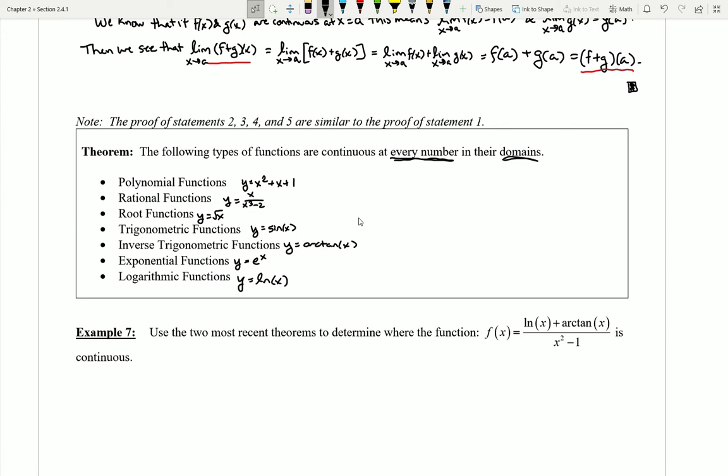So let's go ahead and take a look now at example number 7. In example 7, we're going to try to use the two most recent theorems that we talked about in the last video to determine where this complicated looking function is actually continuous.